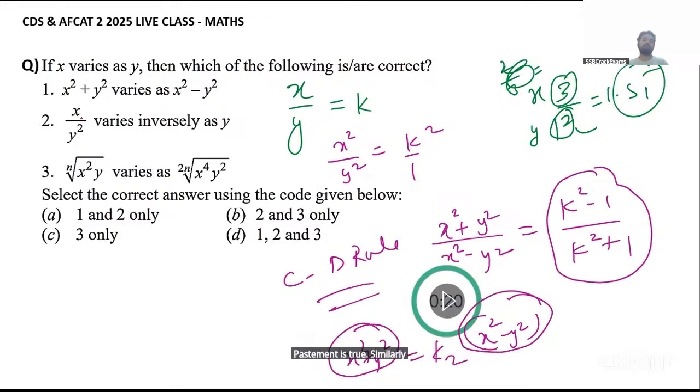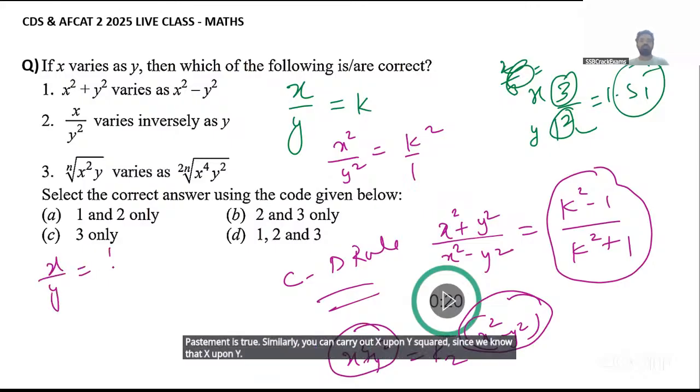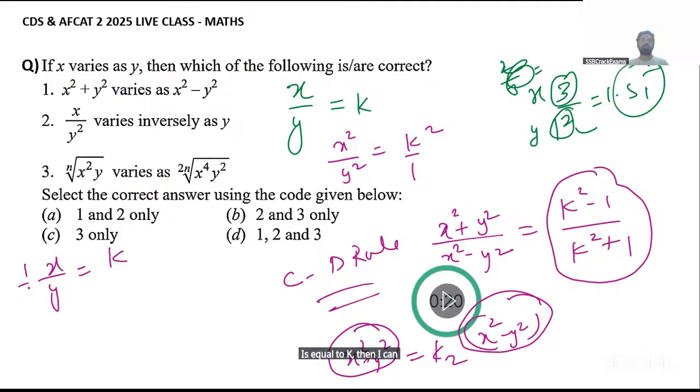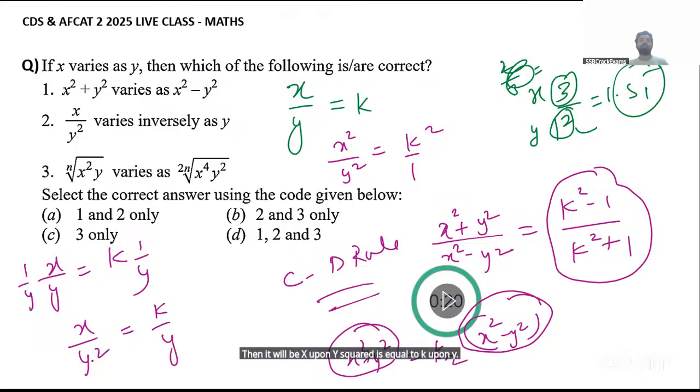Similarly, you can carry out x upon y square. Since we know that x upon y is equal to k, then I can multiply 1 upon y on both the sides. Then it will be x upon y square is equal to k upon y. So you can say as y will vary, y will vary inversely with the x. जैसे जैसे y increase करेगा, k will decrease, this quantity will decrease. So this is true. Okay, so this is also true.